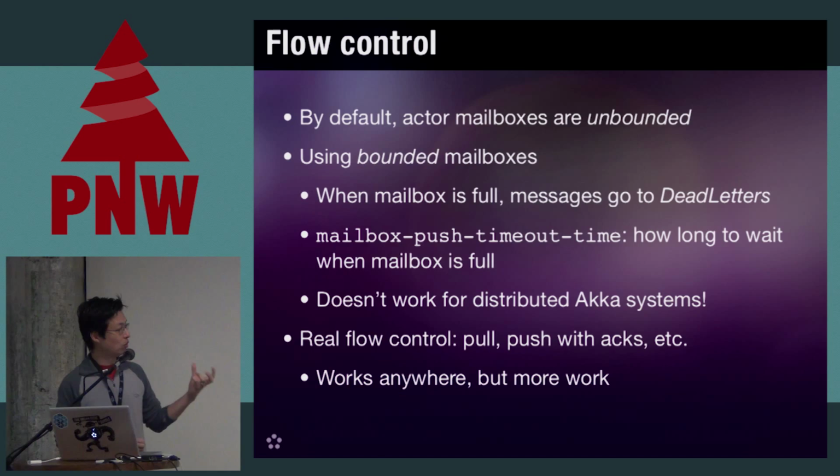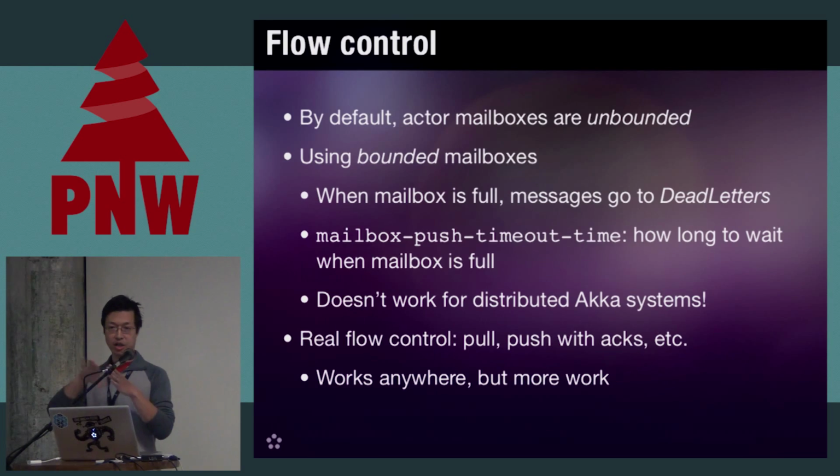The problem with this is that it doesn't work for distributed systems. So it's better to implement a real flow control mechanism. One way is to have the last actor in your pipeline pull some work from upstream, or you can use a system like push with acks, where I keep pushing messages, but I wait to get some acks back, and if I don't get a certain number of acks, then I slow down. I won't go into those, but there are a lot of good blog posts. If you look at the Akka team blog, there are several posts about how to do flow control. Those are really good, although it takes a lot more work to get them set up.